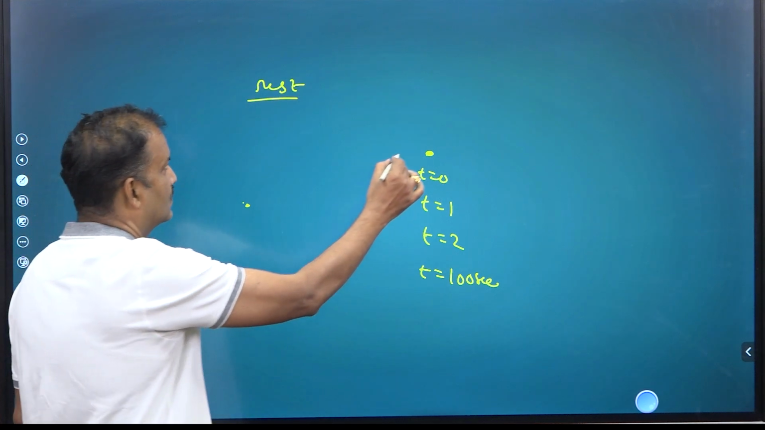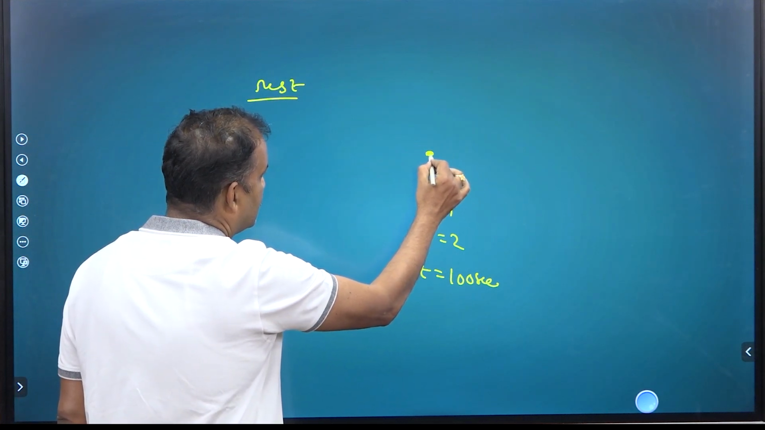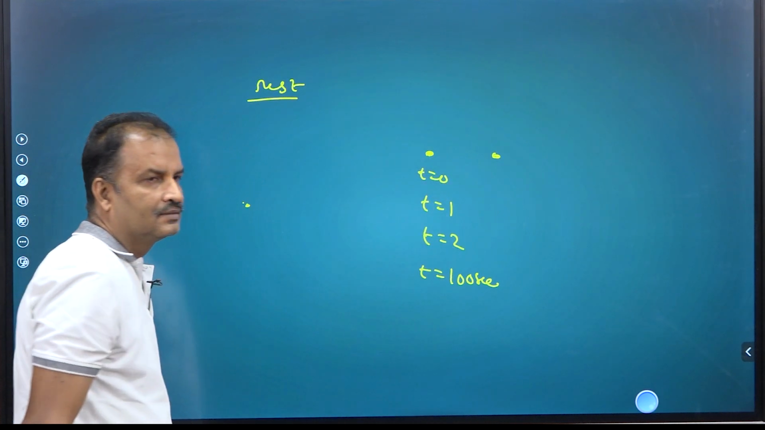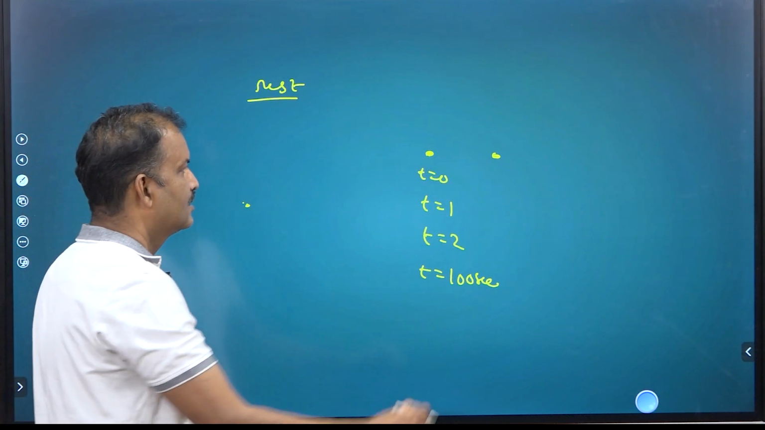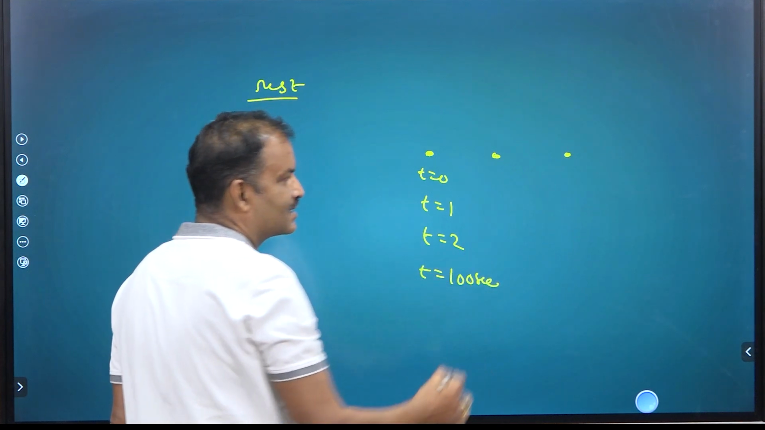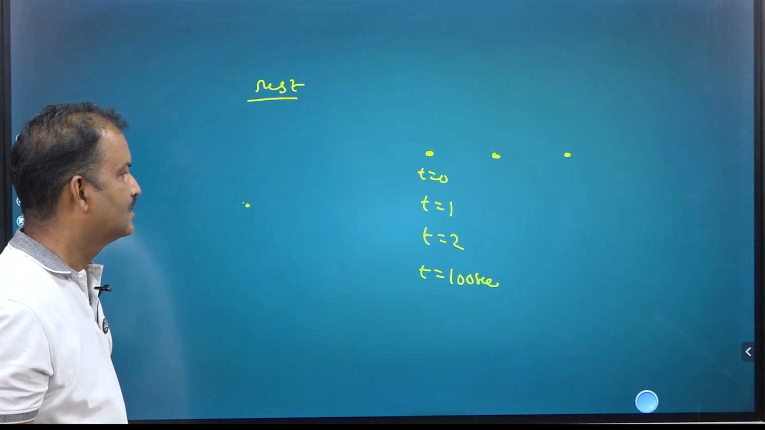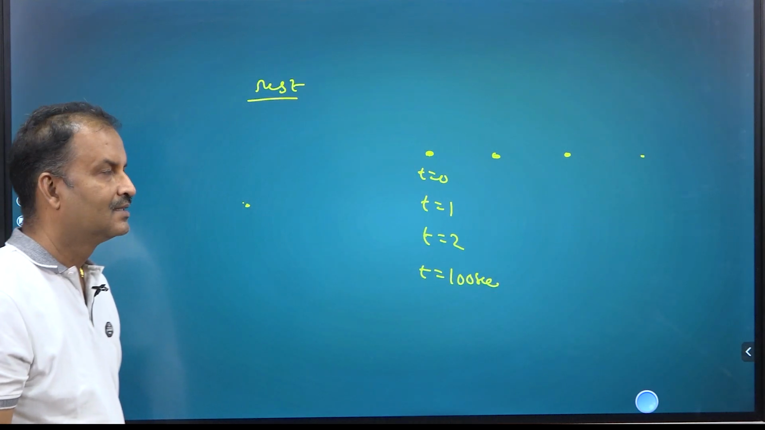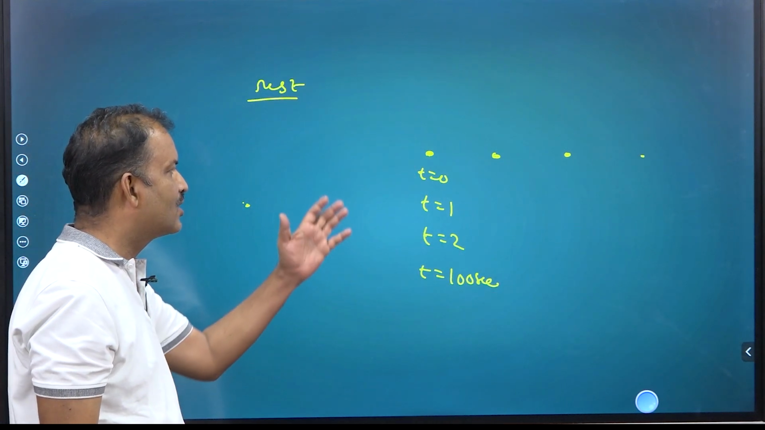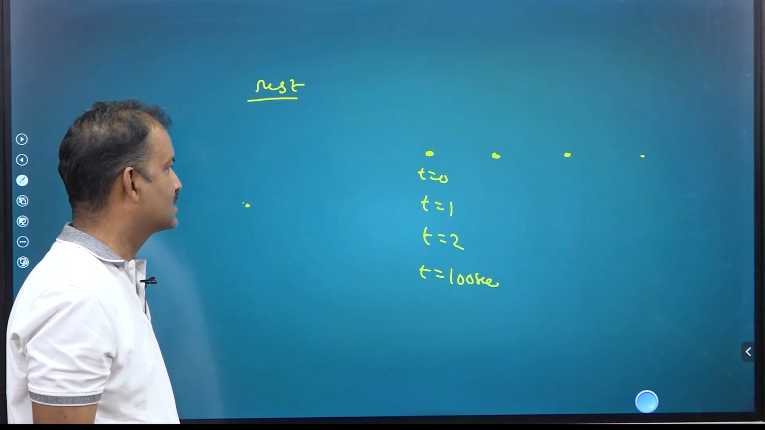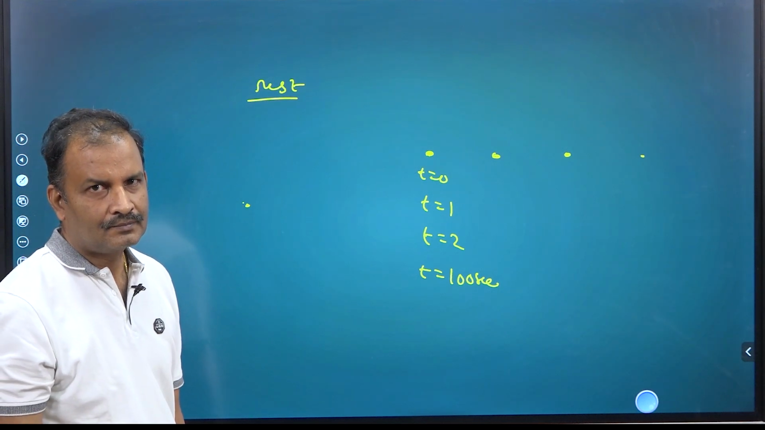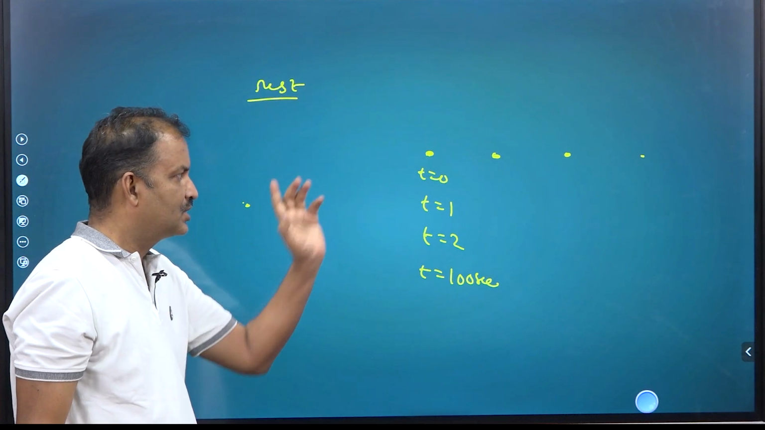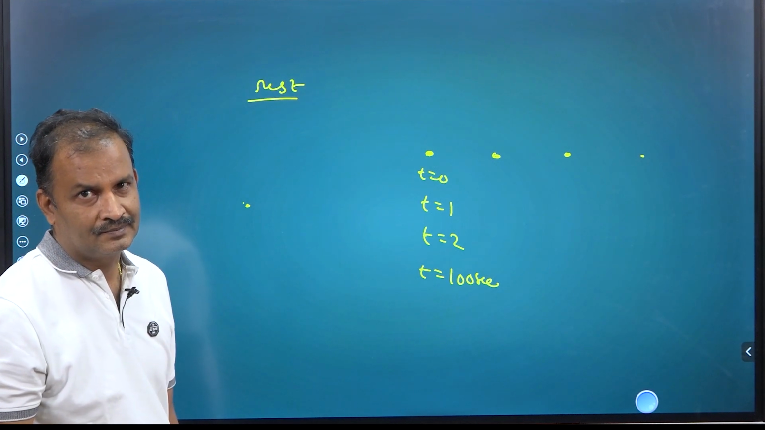Suppose at t equal to 0, this point is here. At t equal to 1 second, this point is here. At t equal to 2 seconds, this point is here. At t equal to 100 seconds, this point is here. Then we can say that the body is in motion with respect to this. Okay? Rest and motion are relative terms.